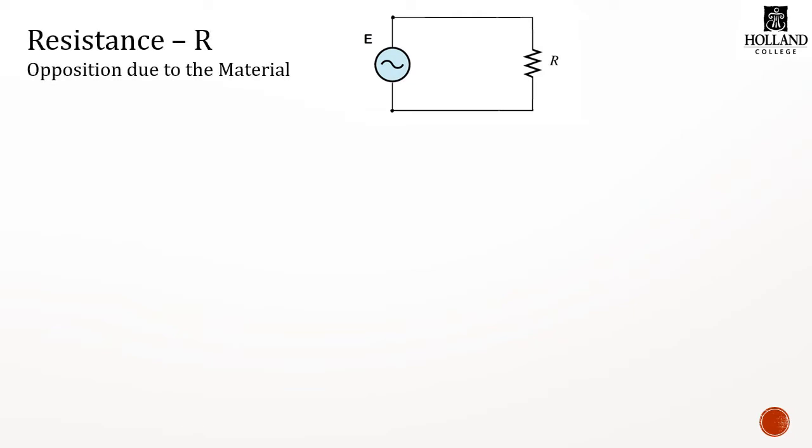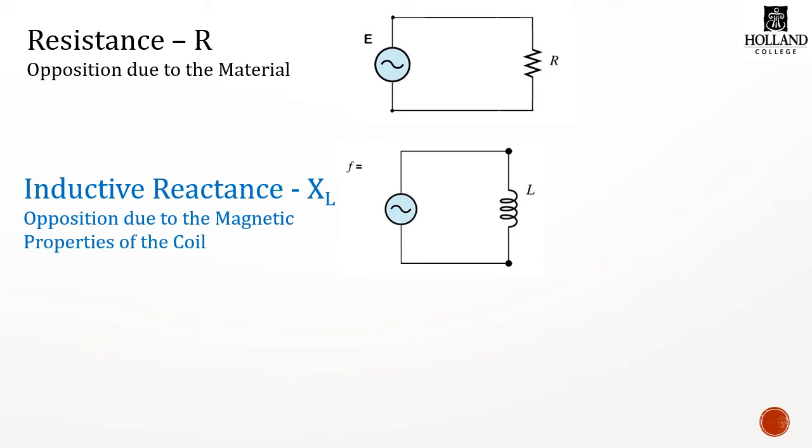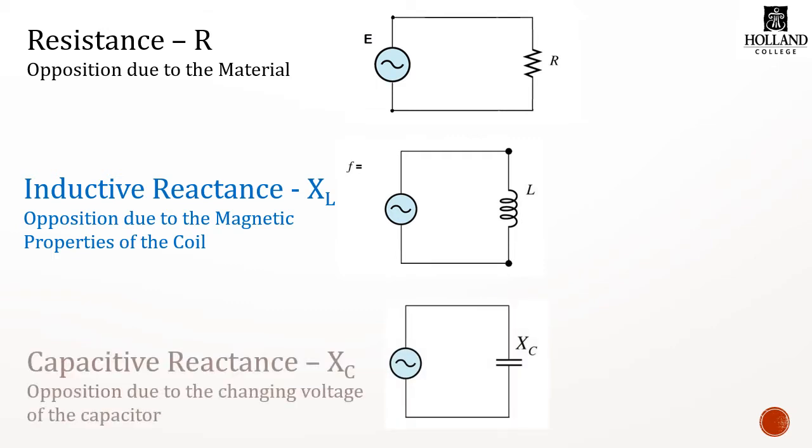Resistance is the opposition due to the material. When we have an inductor or a coil, we have inductive reactance, which is the opposition due to the magnetic properties of the coil. A capacitor stores voltage, so we end up with a capacitive reactance that turns out to hold back current due to an opposition due to changing voltage.